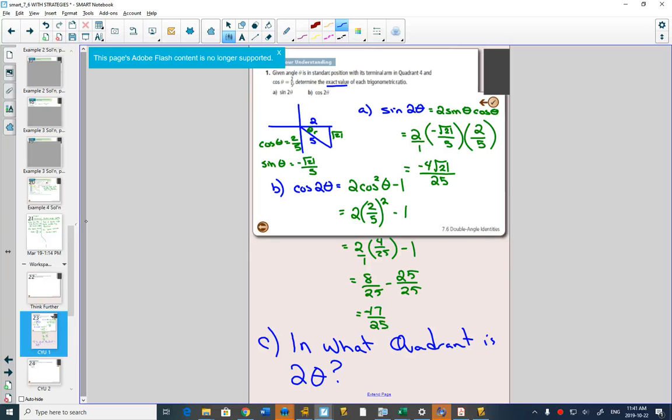Sorry? Third quadrant. That is right. What did you do to figure out quadrant 3? Right. Sine of 2 theta is negative. Cos of 2 theta is negative. In your CAST rule, where is sine and cos both negative? In quadrant 3. Perfect. Okay.